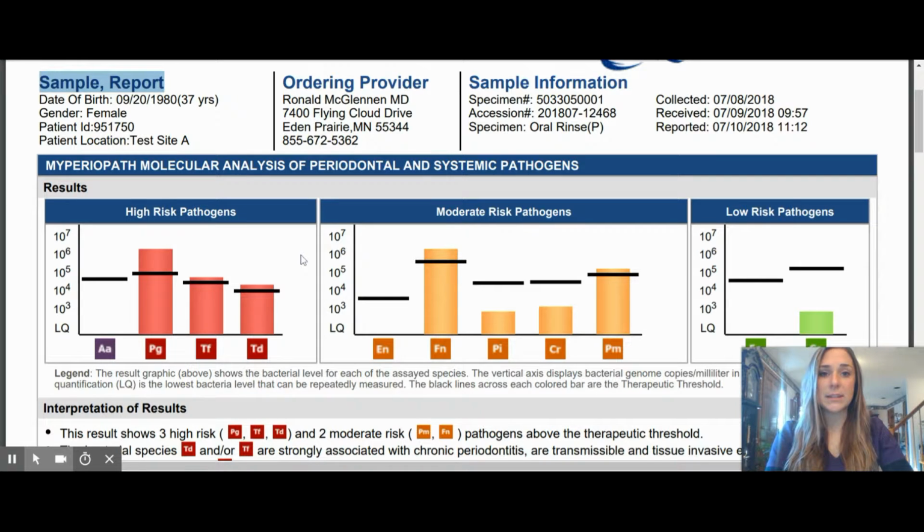Oral DNA characterizes bacteria into 3 categories: high risk, moderate risk, and low risk pathogens. We are most concerned with the high risk pathogens. These black lines indicate the threshold level for each bacteria. The level of bacteria should not exceed this threshold level. If it does, this raises a red flag for the clinician and for the patient that there is too high of a presence of this bacteria, and it could be posing a high risk for a cardiovascular event.